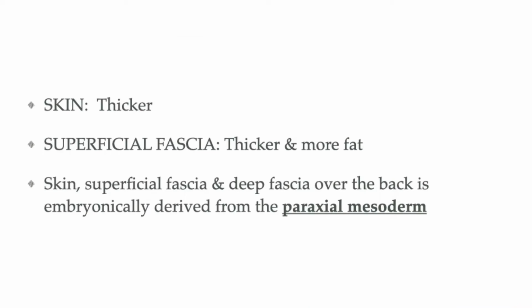The skin and superficial fascia over the dorsal side of the body wall differs from the skin and superficial fascia over the ventral side of the body wall. How? Skin and superficial fascia over the dorsal side of the body wall are thicker compared to that on the ventral side, and superficial fascia contains more amount of fat on the dorsal side. Skin, superficial fascia and deep fascia over the dorsal side of the body wall are derived from paraaxial mesoderm.